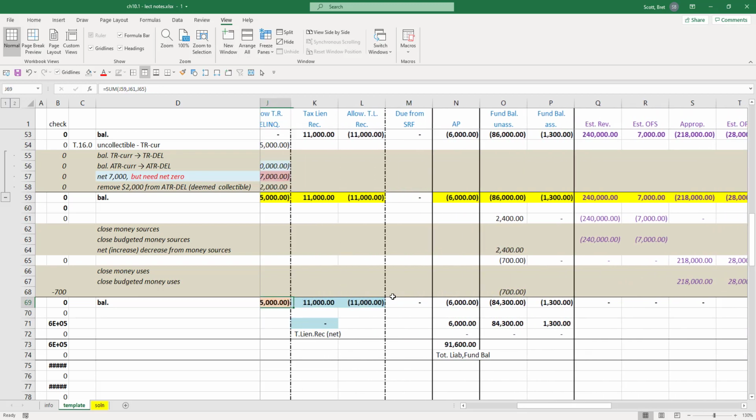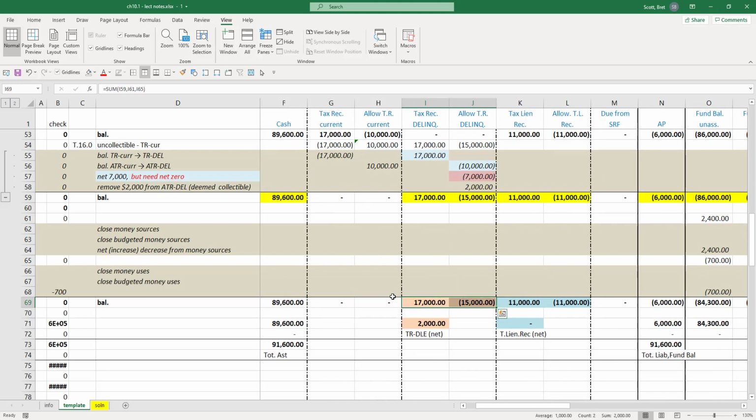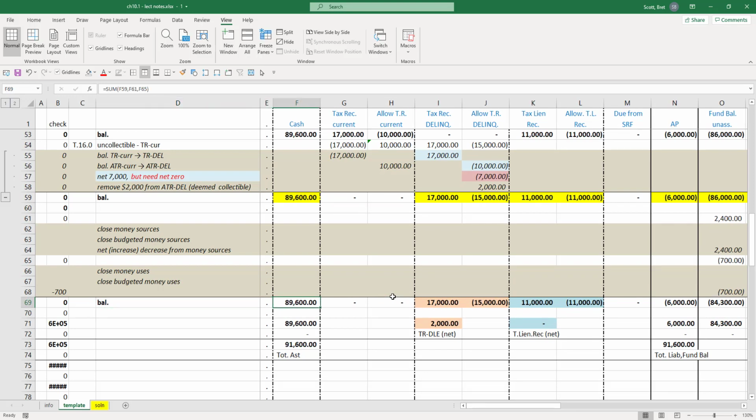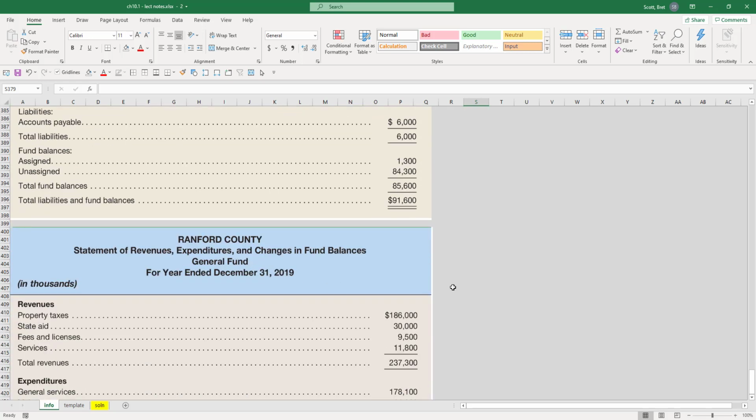What am I left with here? Well, my fund balance unassigned is now 84.3. I have some encumbrances I'm carrying over from 2019 into 2020 of 1.3 million, 6 million in payables. I have some liens that I fully reserved for. I have mostly reserved for the delinquent tax receivables, and the rest is all cash. So these items you see here on this row should tie back to everything we see in this balance sheet right here. And they do. All the stuff we see here, we just saw in my general ledger.